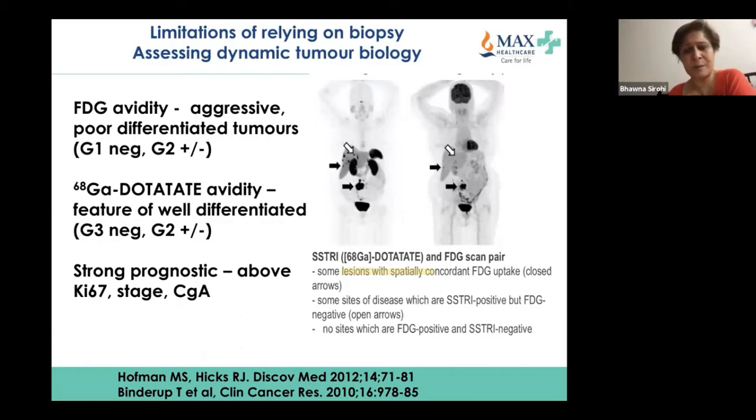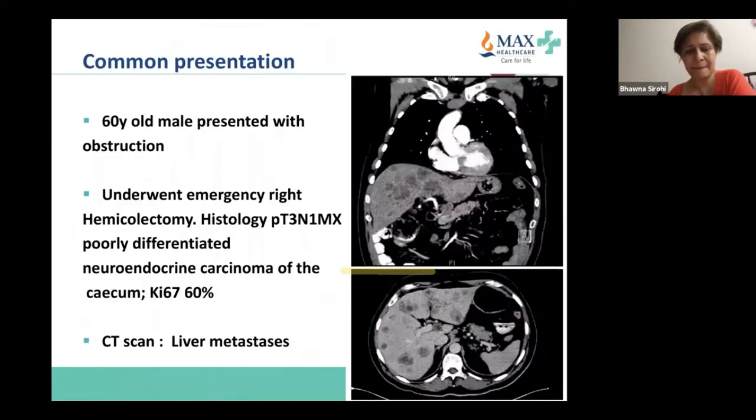And it's not possible to biopsy every area. So my practice is that in each new patient, I try and do both, because it helps me treat the patient better, and I'll come to why. It is very strongly prognostic above Ki67, stage and chromogranin, though it has not been validated prospectively in clinical trials.